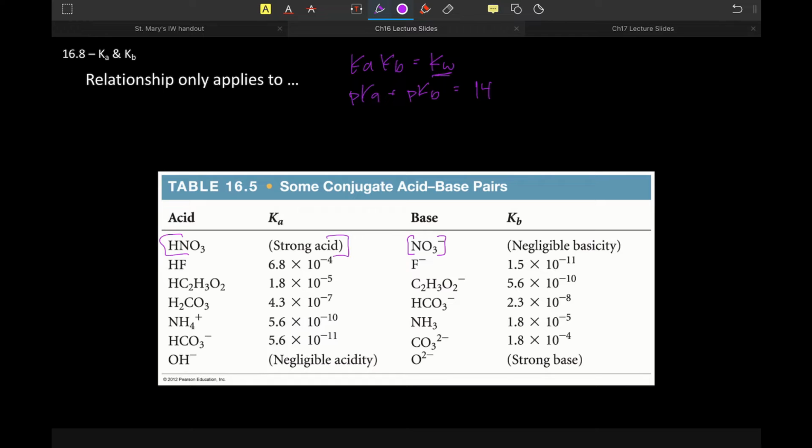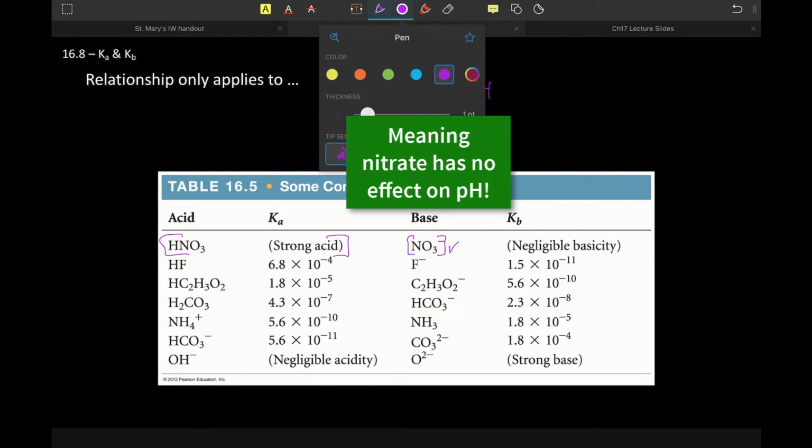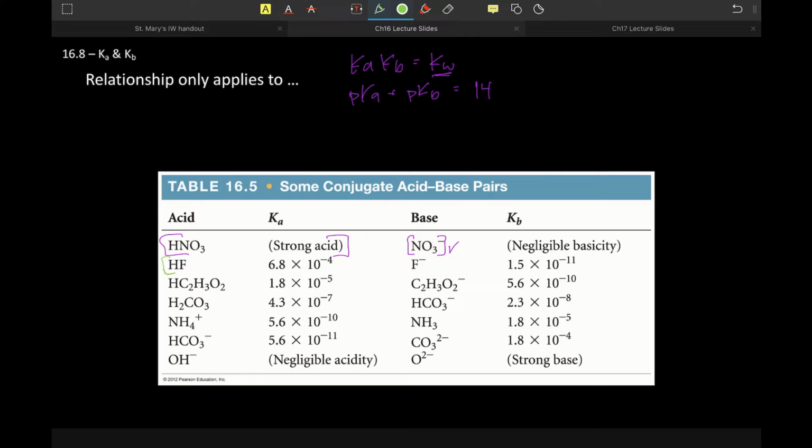Does that make sense? That's just how that is. Kb in this case approaches zero, which means nitrate has no tendency to undergo hydrolysis in the presence of water to produce hydroxide ion. And then that changes for every other species. If we look at HF, which is considered a weak acid with a Ka of 10 to the negative 4-ish, since they're tied together by Kw, we know that F minus must be somewhere along the lines of 10 to the negative 10, or in this case 10 to the negative 11-ish. Does that make sense? Because that fills out that 10 to the negative 14th.